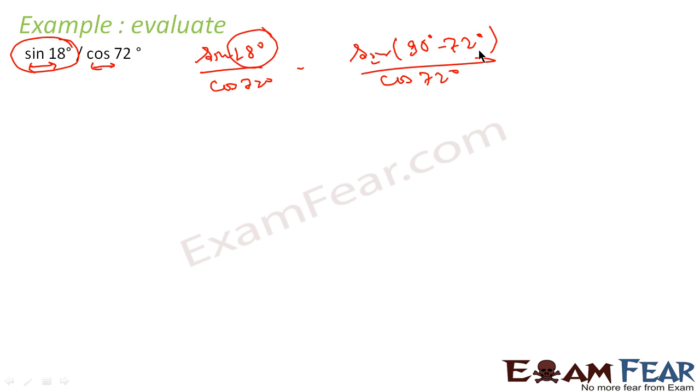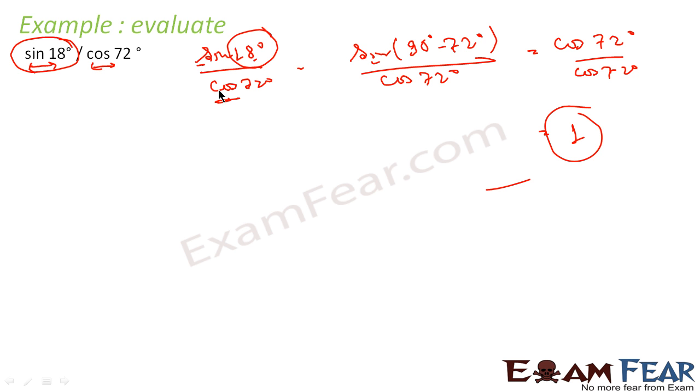Sine 90 minus theta is nothing but cos theta. So it becomes cos theta, theta is 72 degree, by cos 72, and this becomes 1. Very simple. Sine 18 becomes sine of 90 minus 72. Why? Because I am making both cos.